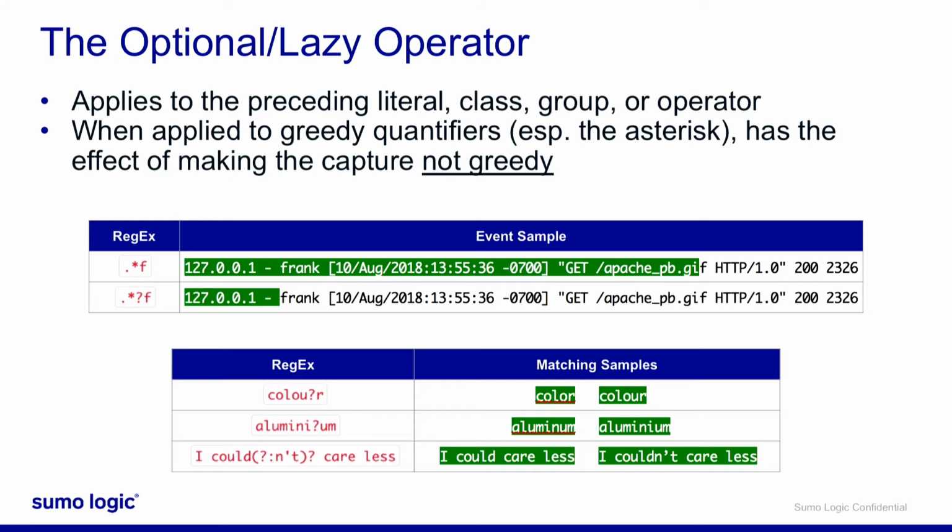Now here are some good examples that bridge our cultures together. Here we can see color, aluminium, and I can't even say it. And couldn't care less versus could care less. Someone tells me that's not quite right, but you get what I'm getting at. That's a good example of the optional or lazy character being used on a group as well. So I don't want to capture the N'T.